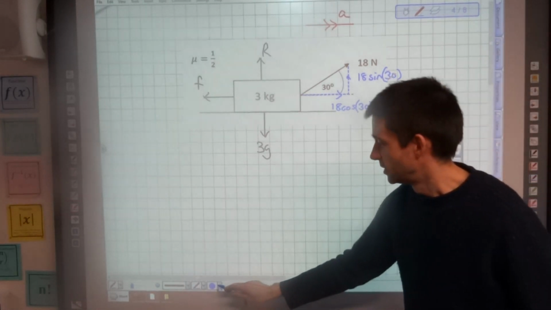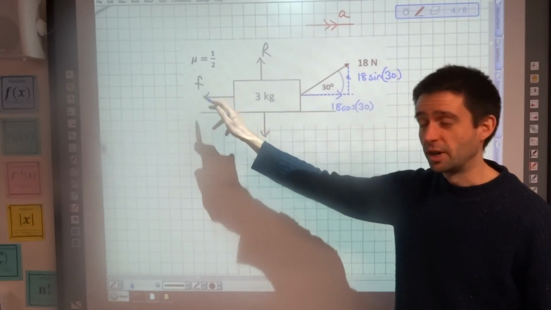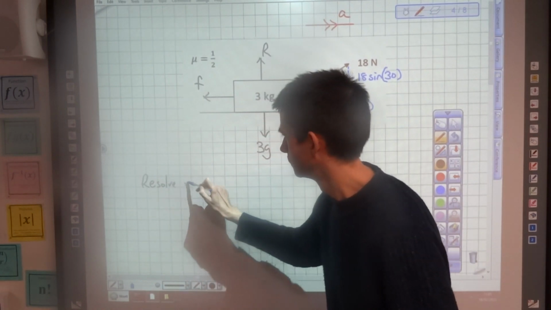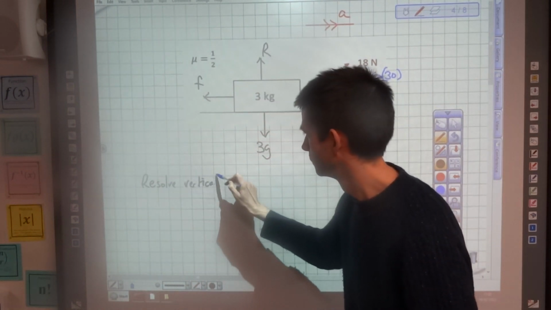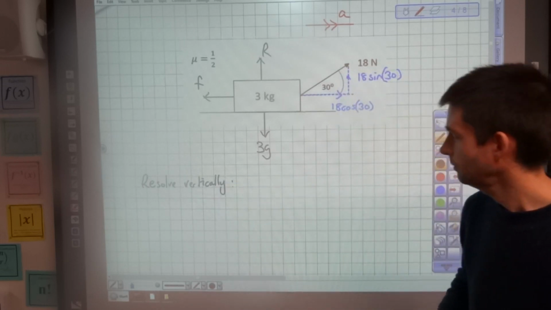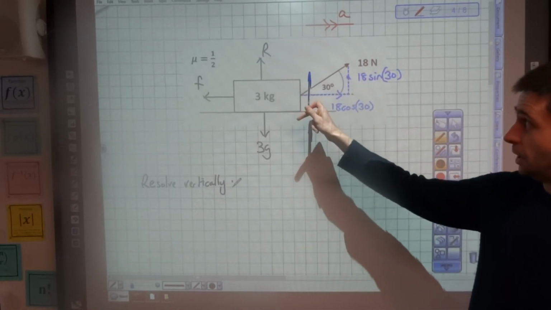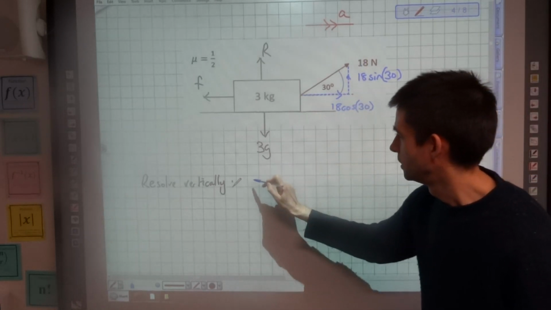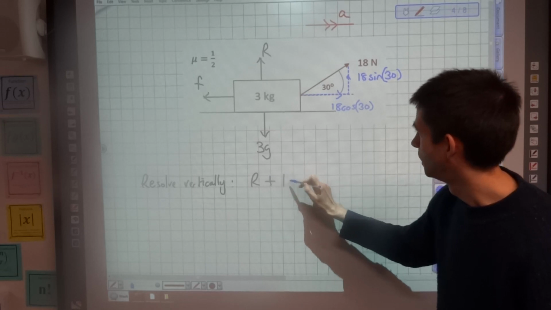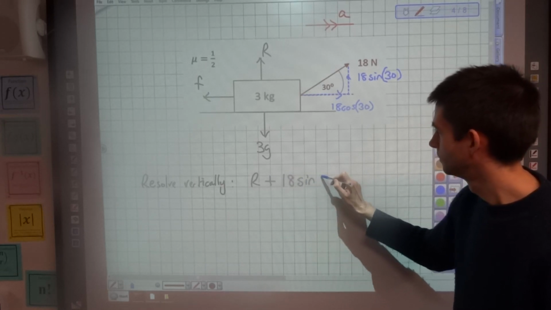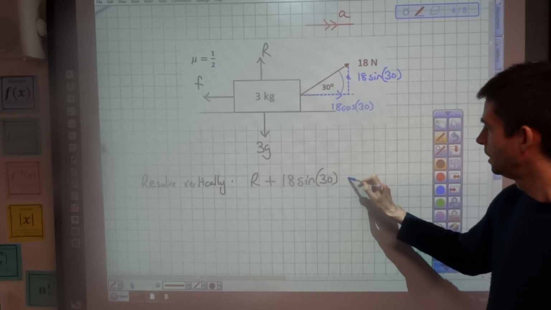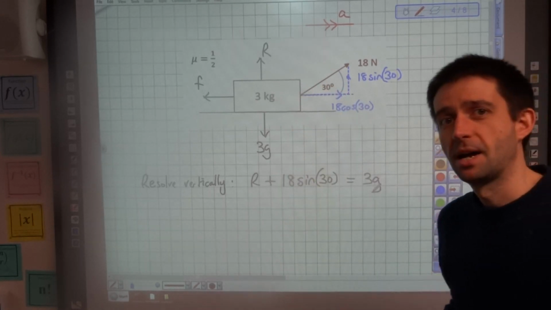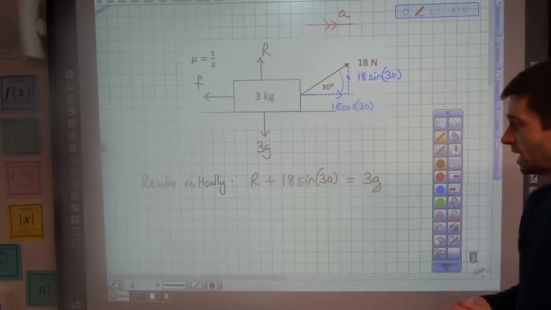Now, the first thing that I need to do is to find out a value for friction. I'm going to do that by resolving vertically. Resolving vertically, this is an equilibrium, so total forces up are going to equal total forces down. So going up, I have R plus 18 sine 30 is equal to 3g, which is the weight going down. Now remember, in maths we use g as 9.8.